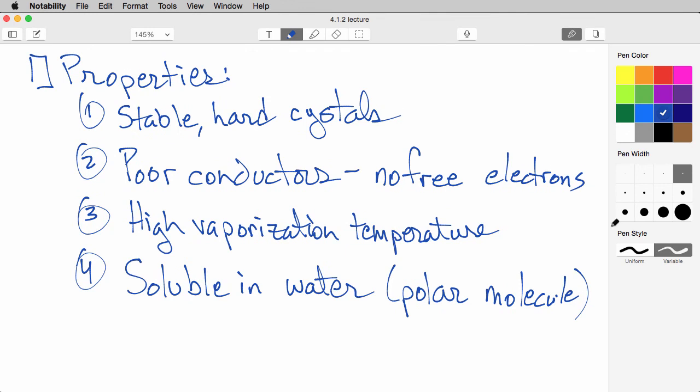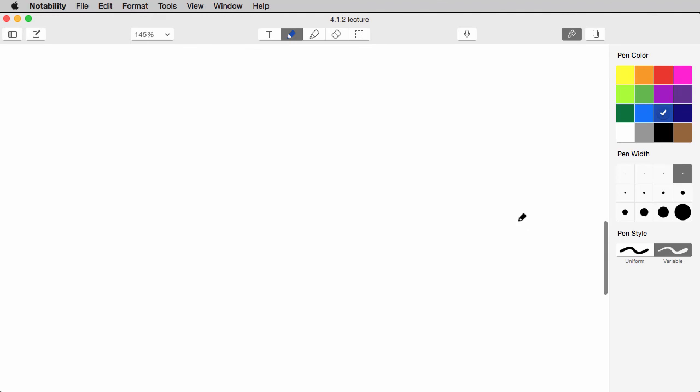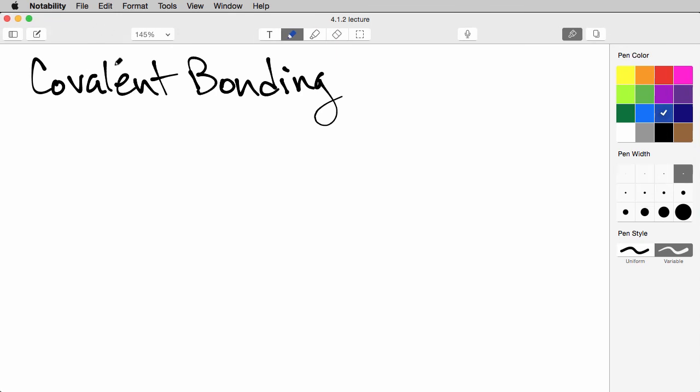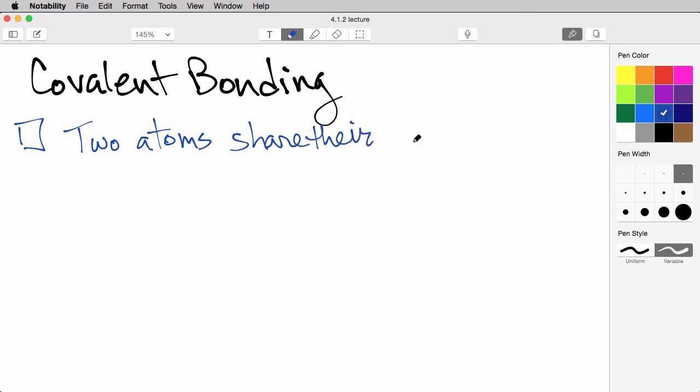Next, I'd like to consider with you the properties of covalent bonding. And these also you should be familiar with, but let's write them down so that we're sure how it's distinct from the other kinds of bonding. First of all, it's when two atoms share their electrons. And neither atom has sufficient strength to steal the electron completely.